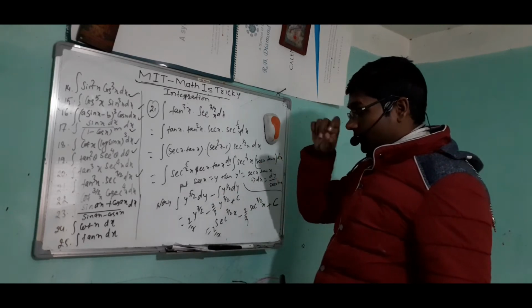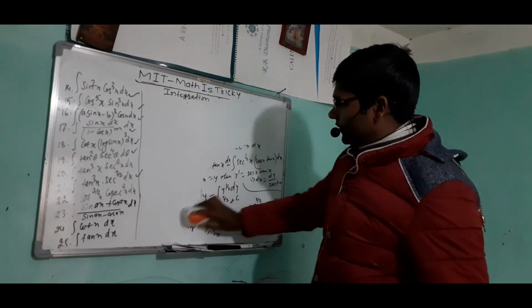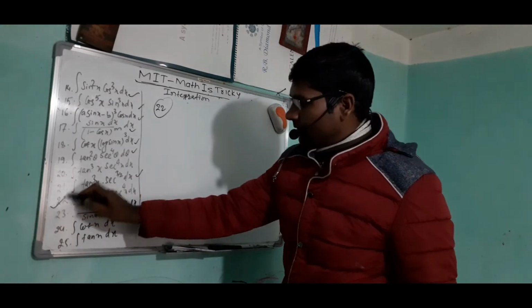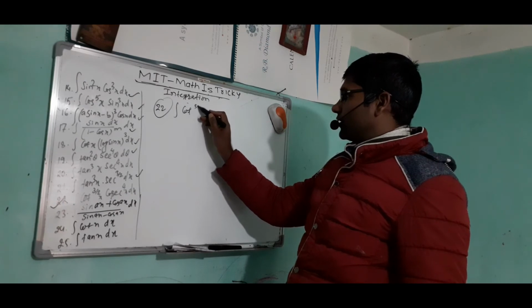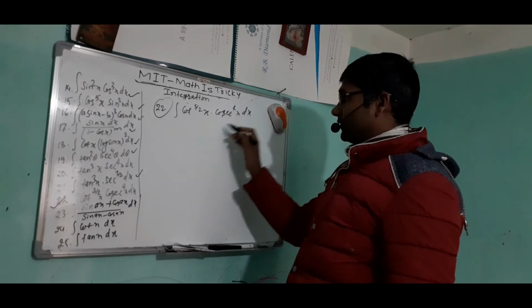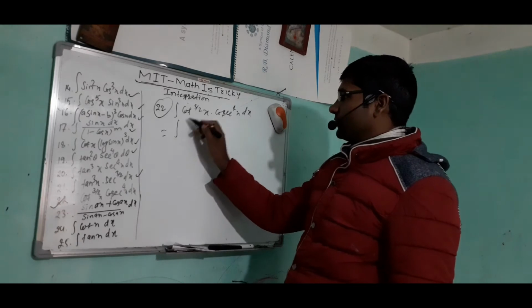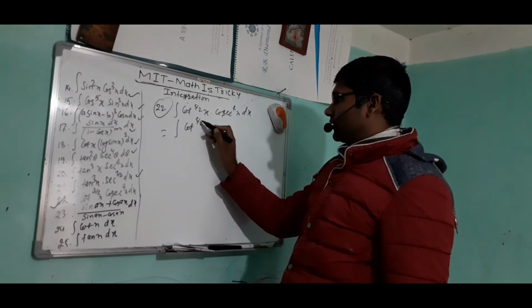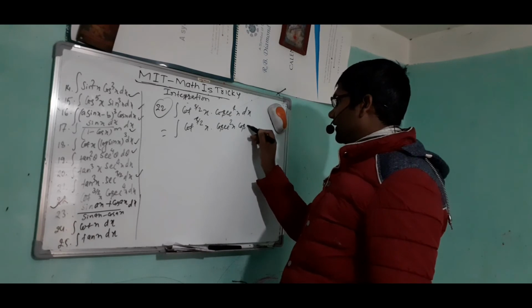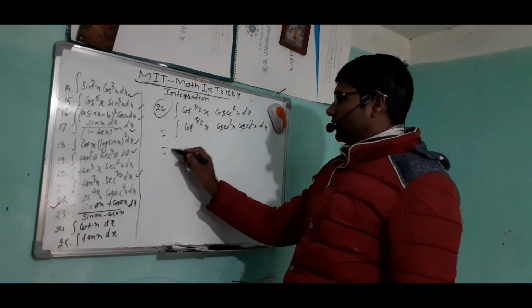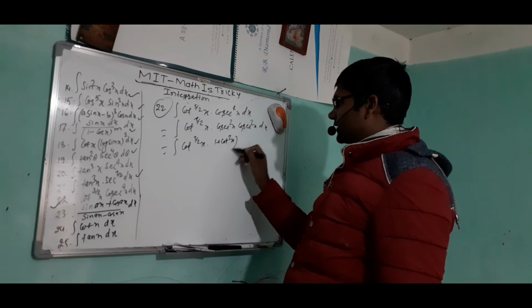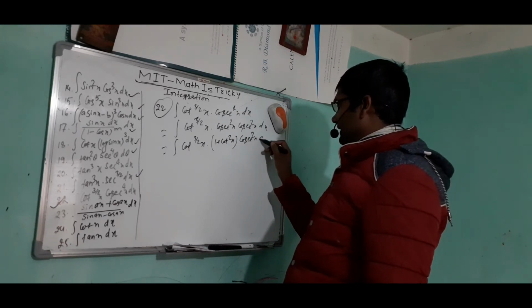Okay, so let's see question number 22. Let's see how we can solve it: cot power 3 by 2 x cosec 4x dx. How can we solve this problem? As before, let's try. Cot power 3 by 2 x cosec square x and cosec square x dx. So it will be the integration of cot power 3 by 2 x times 1 plus cot square x and cosec square x dx.